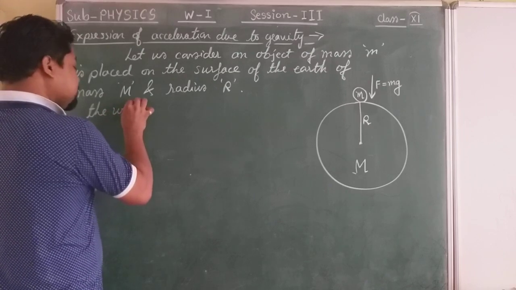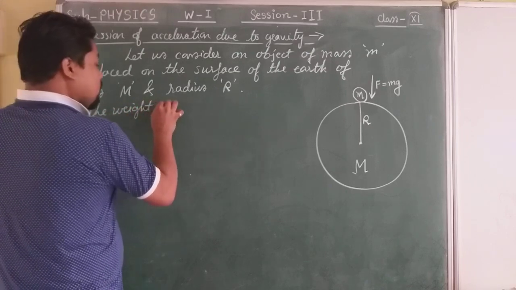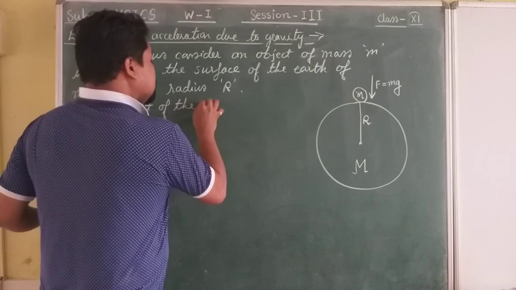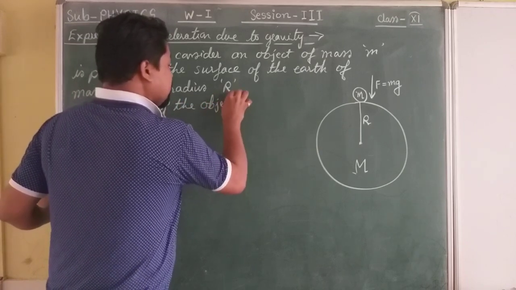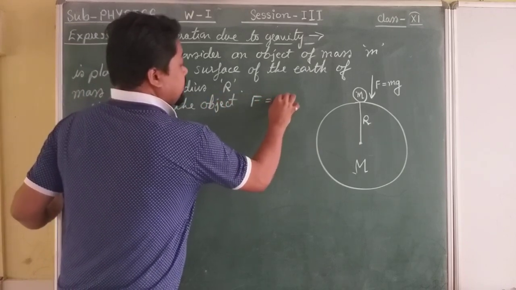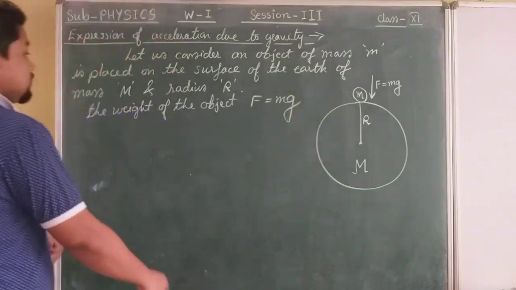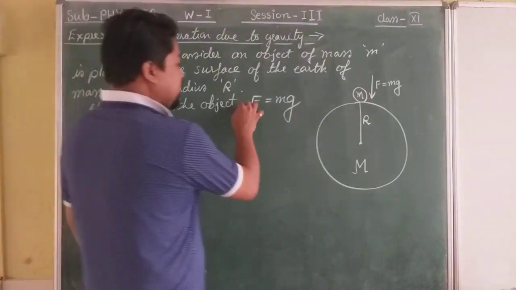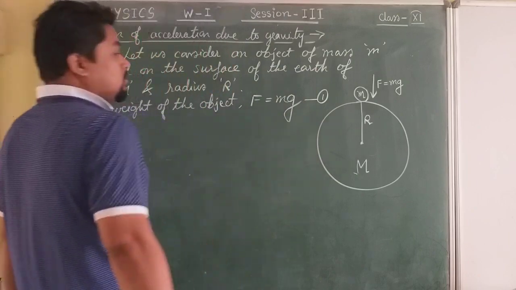The weight of the object, F is equal to mg, right? Weight of the object F is equal to mg, equation number 1.